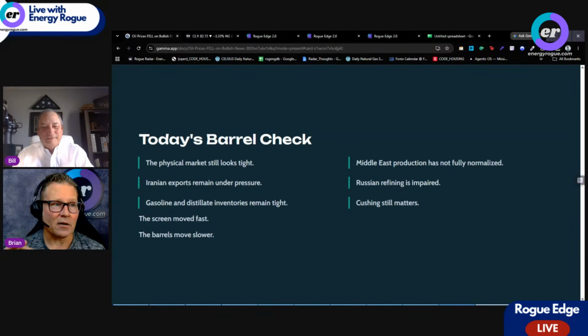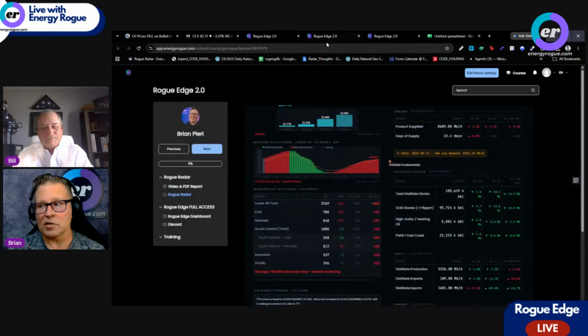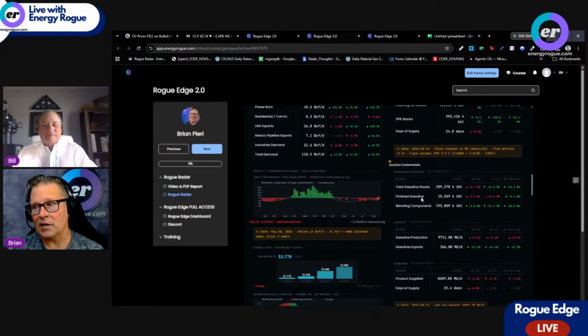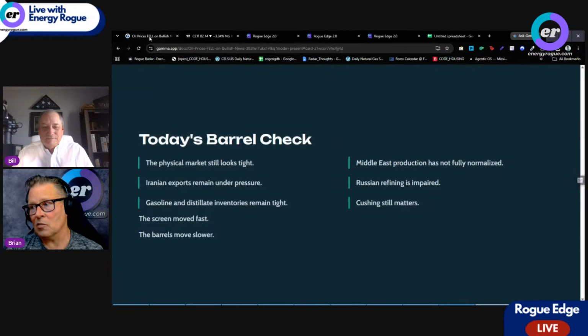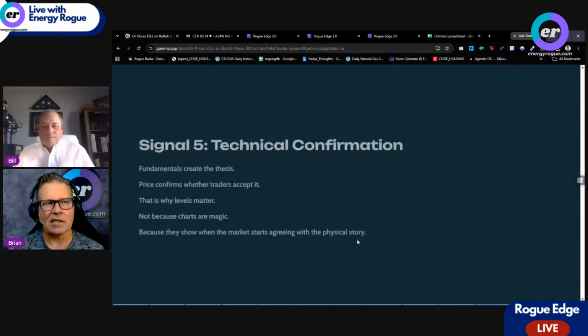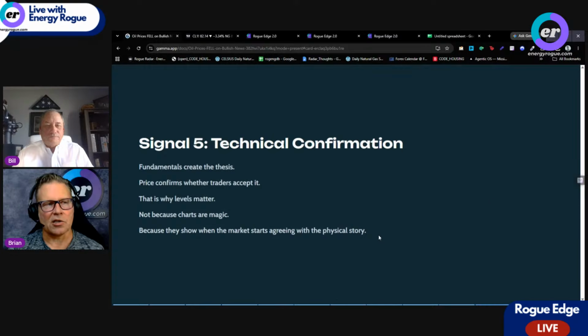Cushing still matters. And that gets back to what Bill was talking about, which is let's take a look at Cushing stocks. We are at 21 million barrels in Cushing storage, which is about 6 million barrels off the 3-year average. So the screen moved fast. The barrels are going to move slower. What this means is this is more likely financial positioning than anything fundamentally shifting.